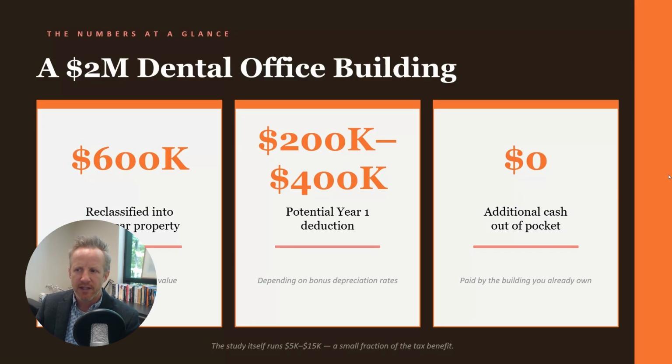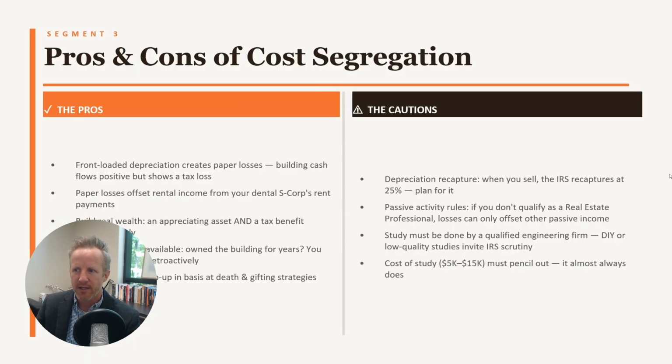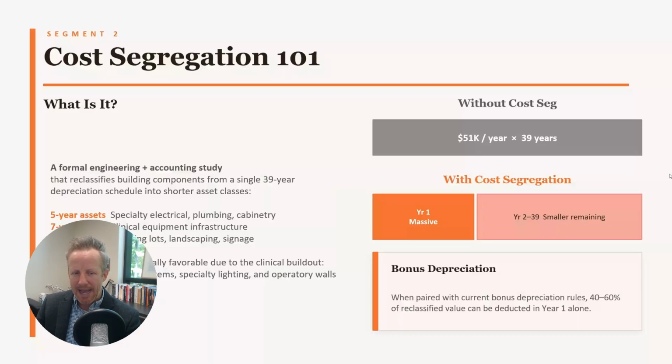Okay, so now that you have the general idea of what's happening with an example, let's talk about the pros and cons of cost segregation. The pros and cons of it. And I do want to make sure I made this very clear. What's happening in that cost segregation analysis? I'm going to go back up here a little bit to the 101.